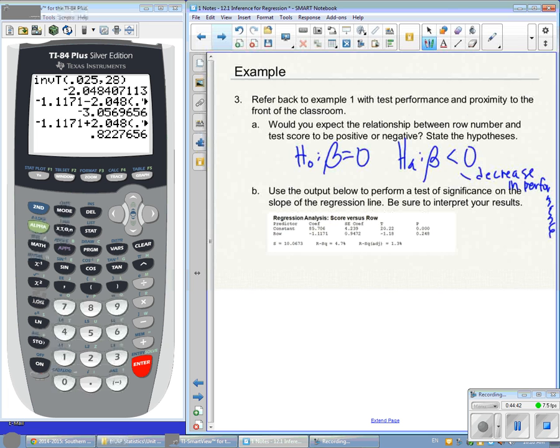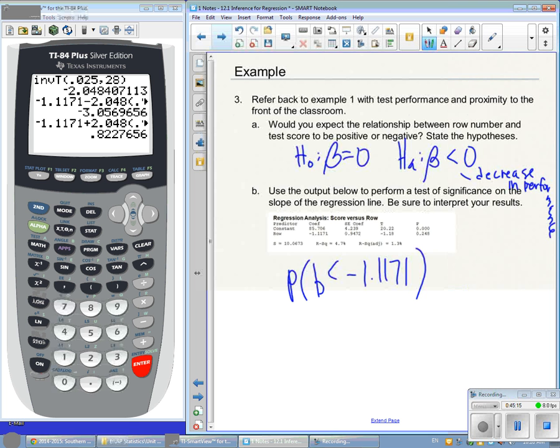The nice thing about having the output is that everything you need is right there in front of you. There's really nothing else. You just have to be able to pick out the right numbers. So when I'm writing my probability statement, remember we start with the statistic. And the statistic in this case is the slope that I got from my sample. And what was that number? Negative 1.1171. We're doing a lower tail test, so I'm going to put a less than symbol there.